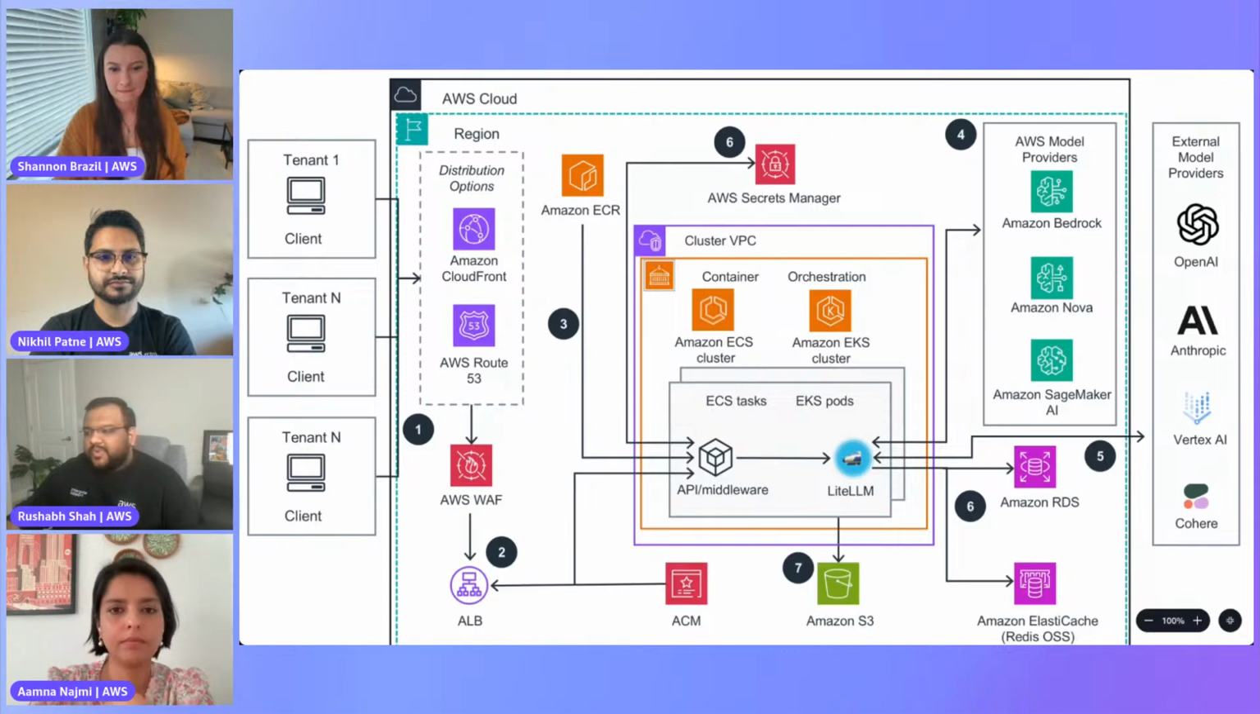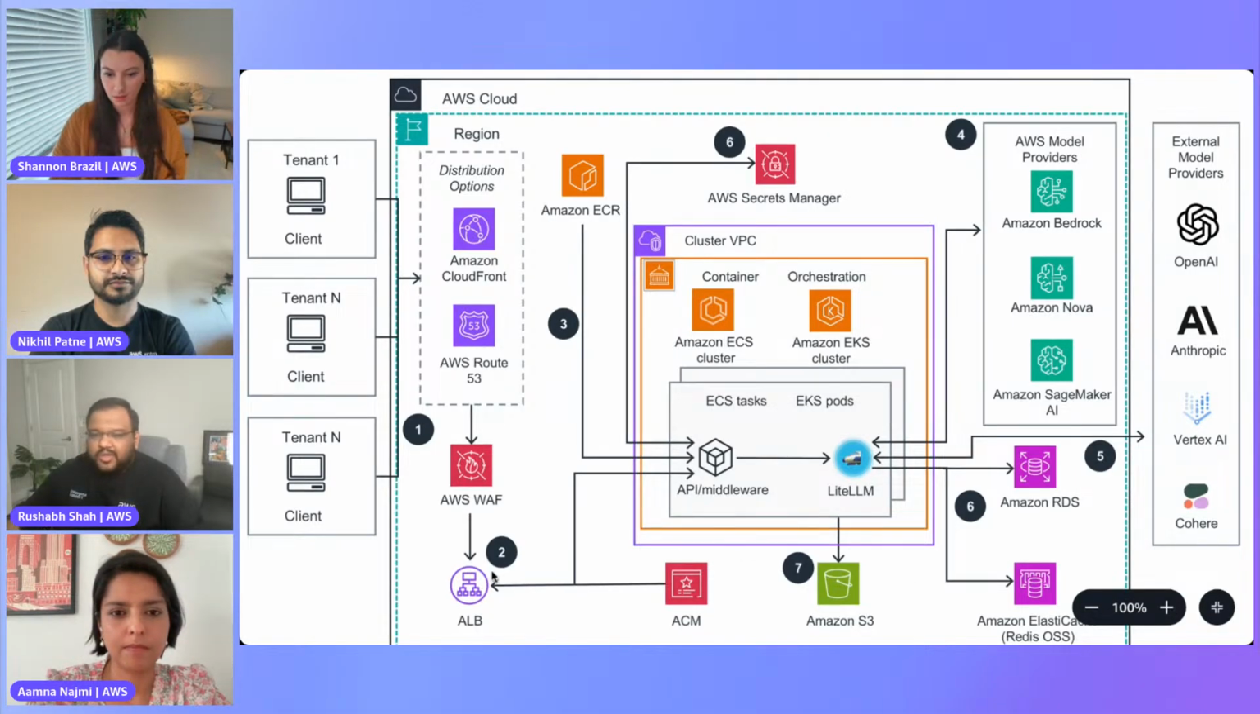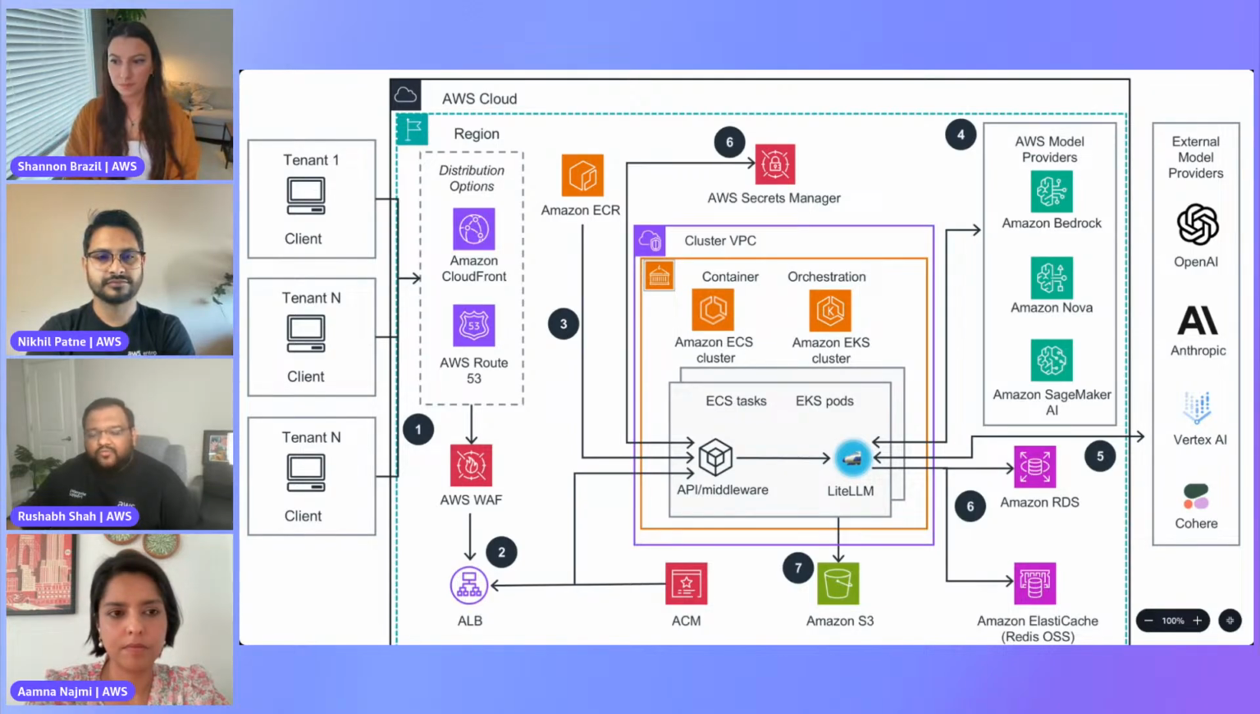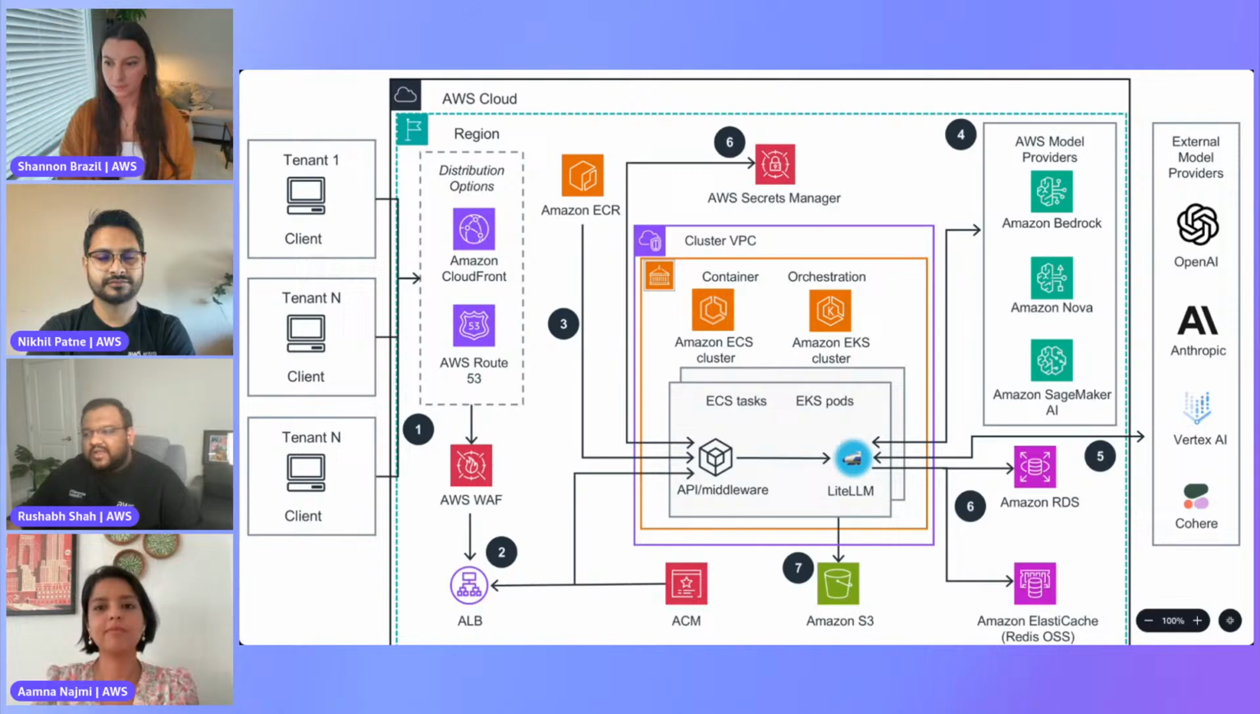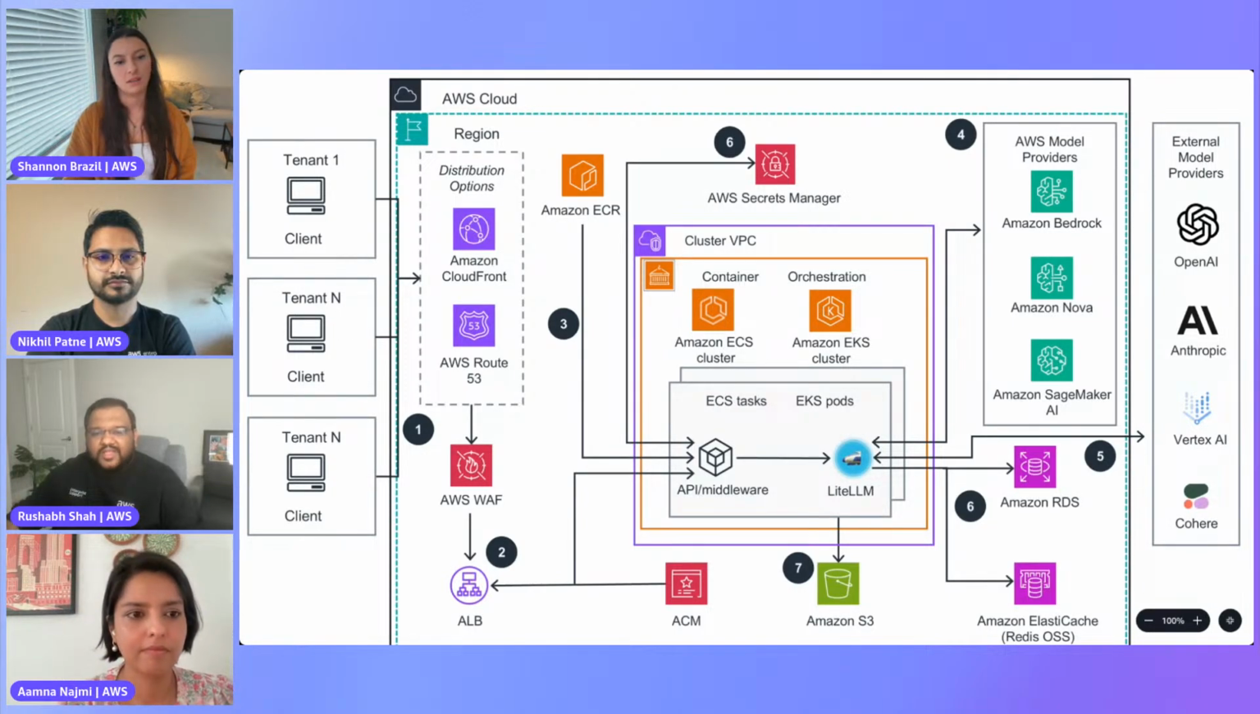And the last part is the bottom right. You see a small Amazon S3 bucket there. That's where LiteLLM and the API middleware store their application logs, in dedicated S3 buckets, so that for any future troubleshooting or even access analysis, the data stored in the S3 bucket can be used. So that's a 100 level view of it.